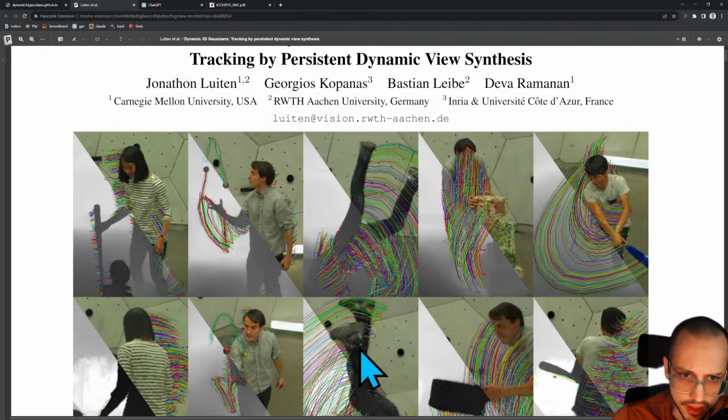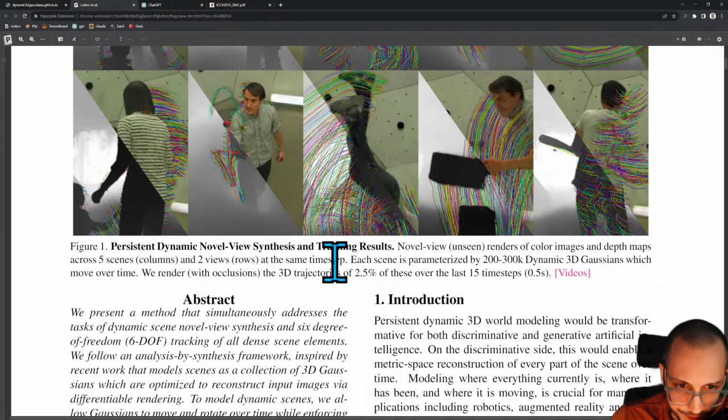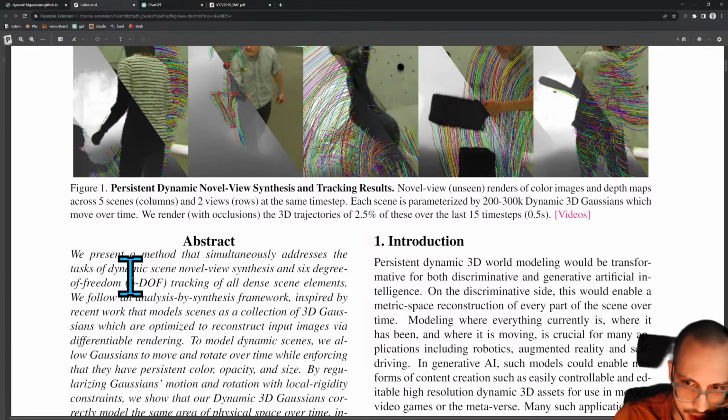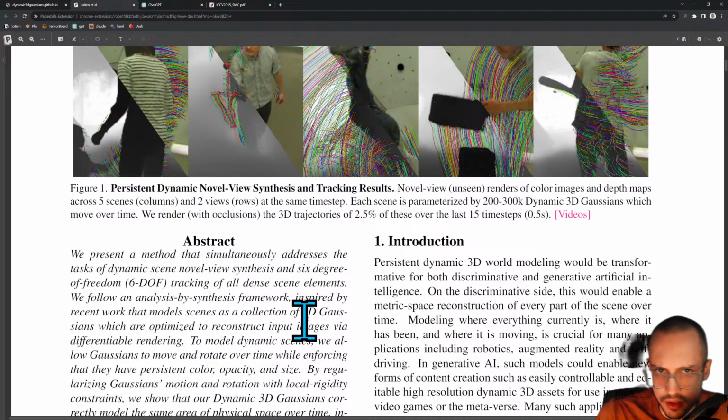All right. Enough dancing around. Let's actually get into the meat of this. So, abstract. We present a method that simultaneously addresses the task of dynamic scene modeling. Or, one second.